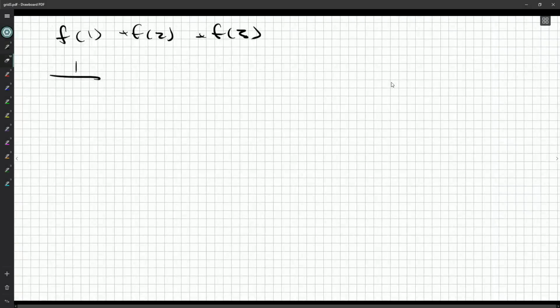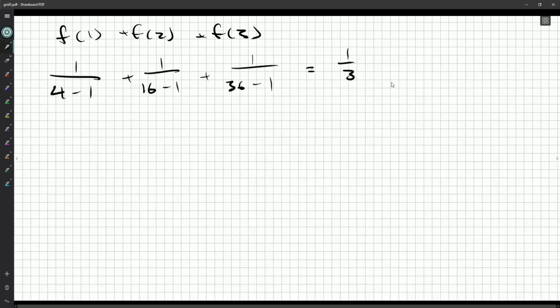Well, let's actually write it out for our first time. 1 over 4 minus 1, and then plus 1 over 4 times 2 squared, 16 minus 1, plus 1 over 4 times 3 squared, so 36 minus 1. So that's 1 over 3 plus 1 over 15 plus 1 over 35.